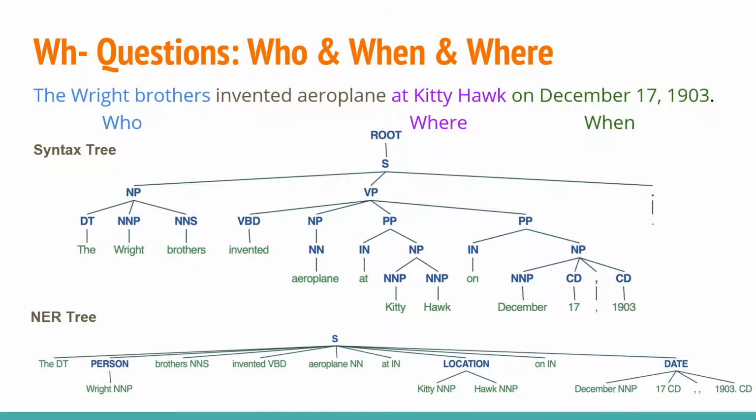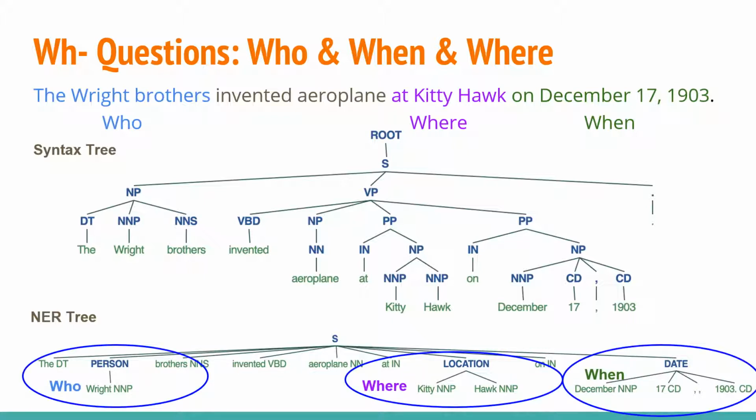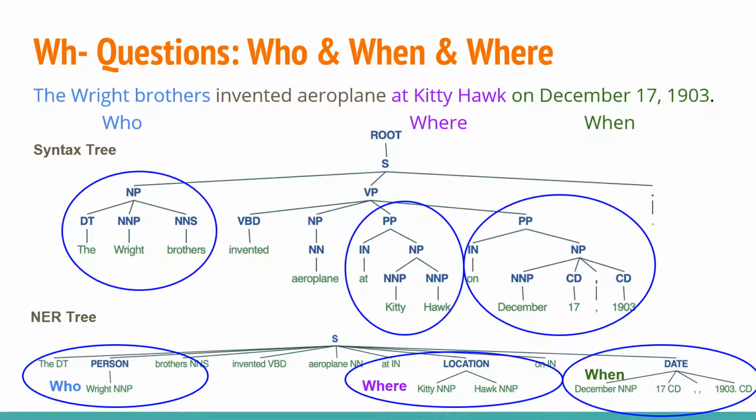We have three questions to ask: who, when, and where. In order to ask questions, we will first identify the person, location, and date named entities from our NER tree, and then we will compare the NER tree with the syntax tree in order to find out the corresponding phrases that provide the information that we are asking.